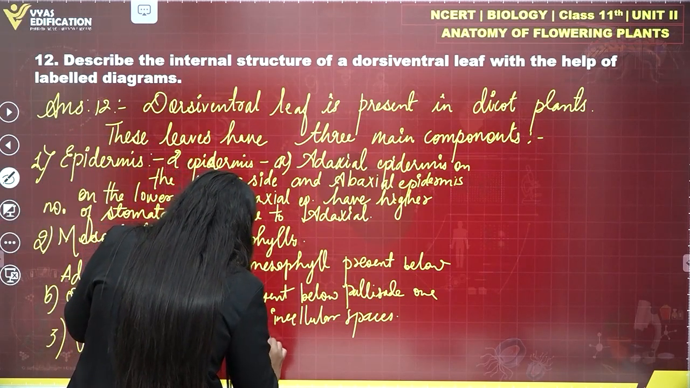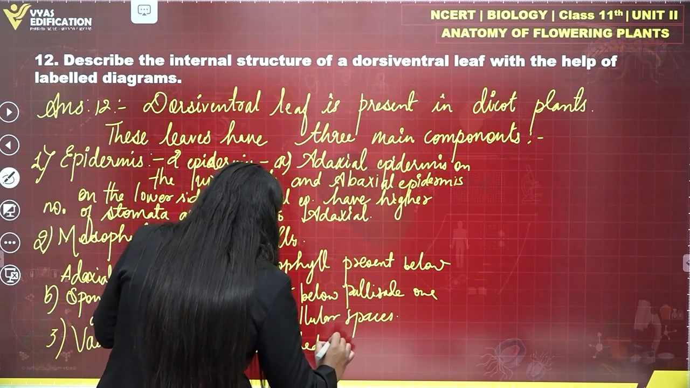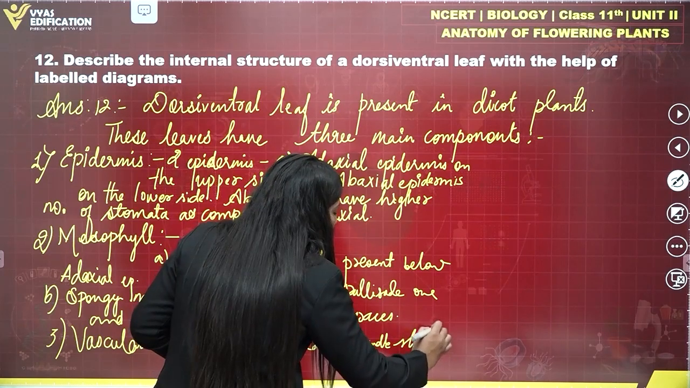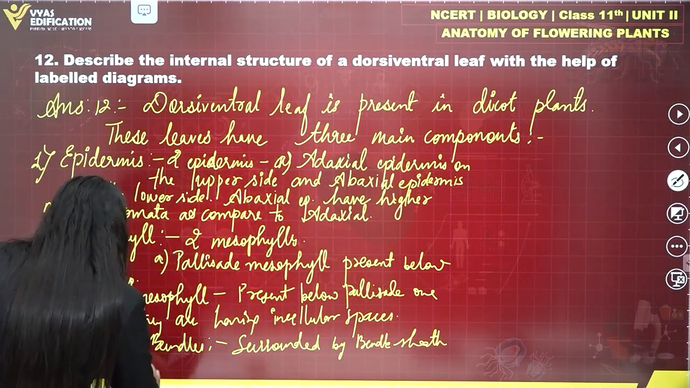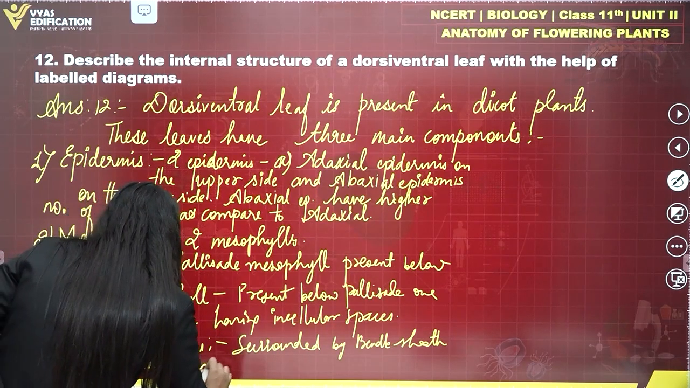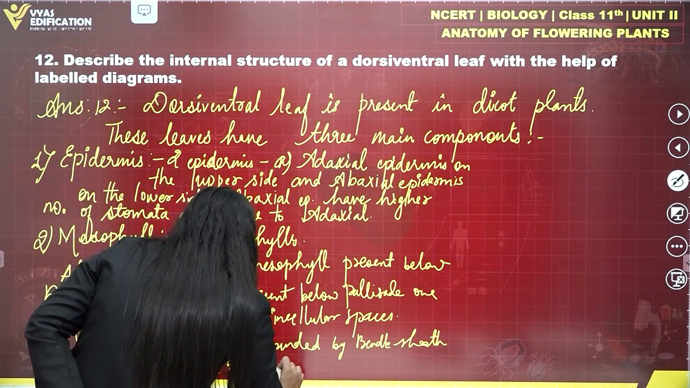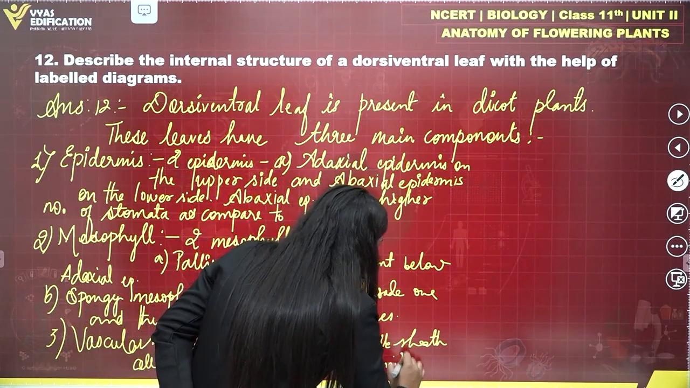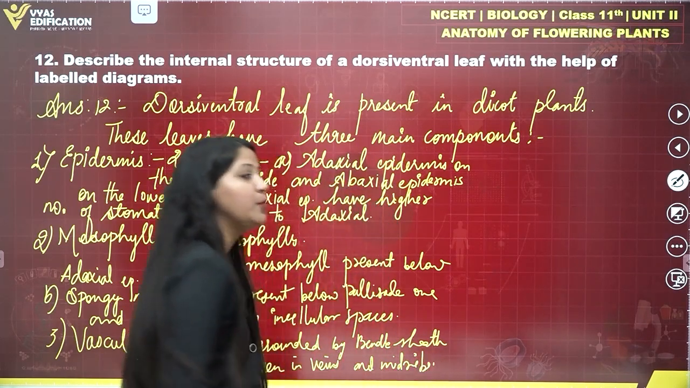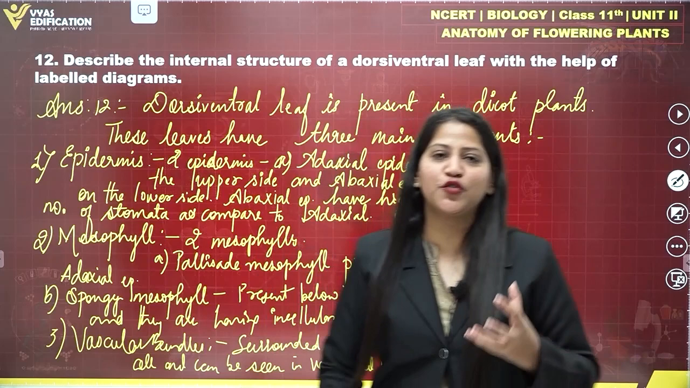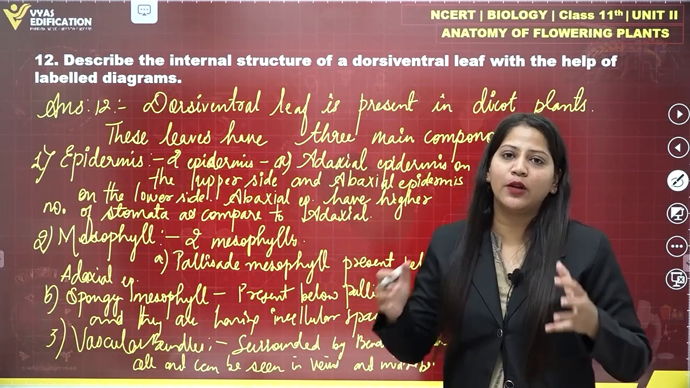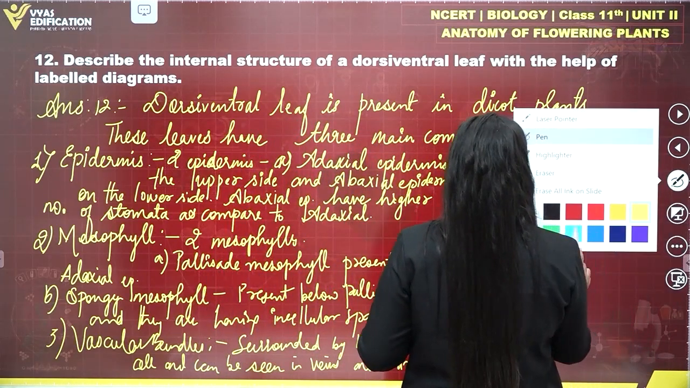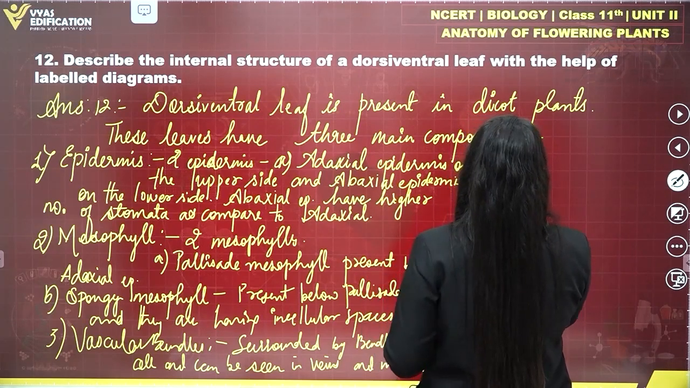So these are surrounded by bundle sheath cells and can be seen in veins and midribs of leaves. So this is the description of the internal structure of a dorsiventral leaf. Now we are going to draw the diagram of this leaf. So let's try to draw the diagram.